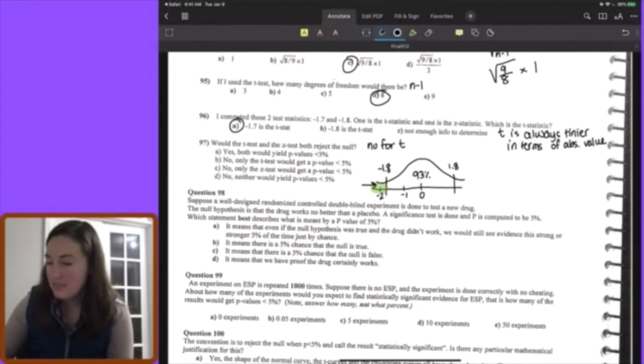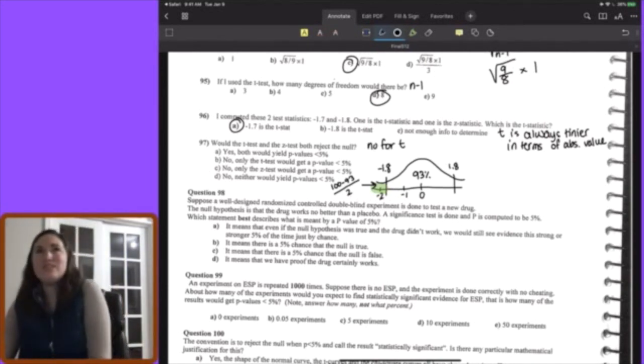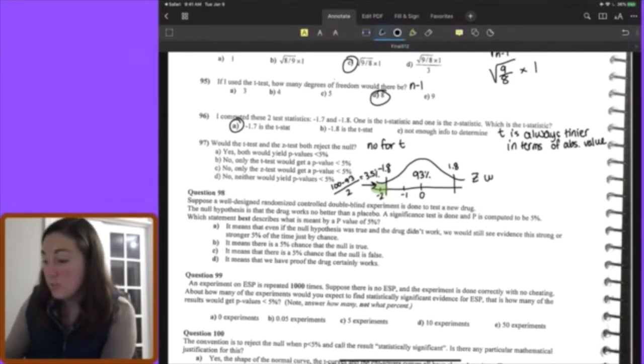And then this is going to be 100 minus 93 divided by 2. So 100 minus 93 is 7 over 2. This is about 3.5%. So Z would reject, right? Because P is less than 5.